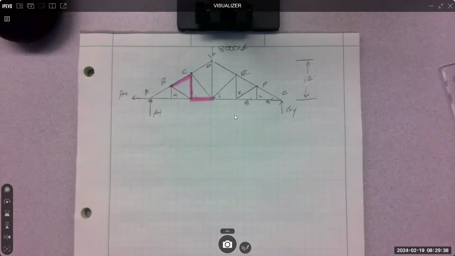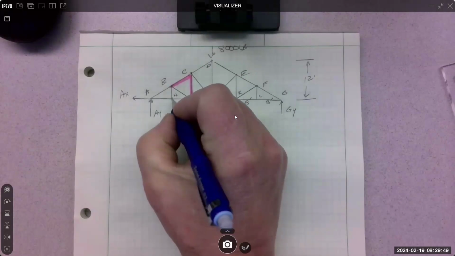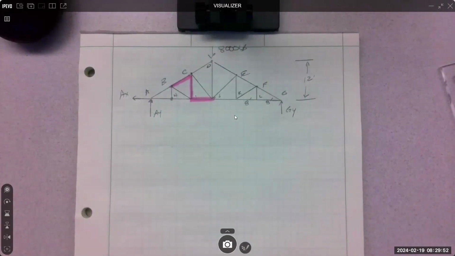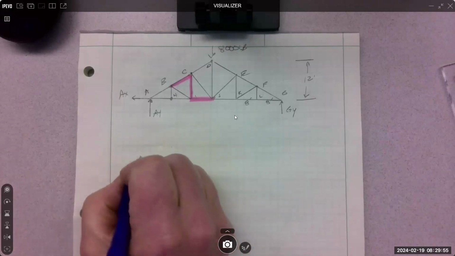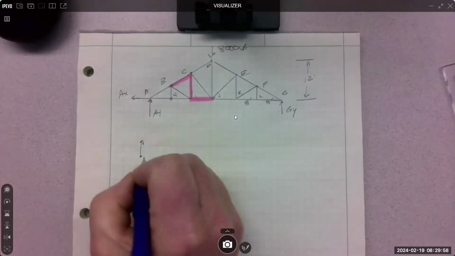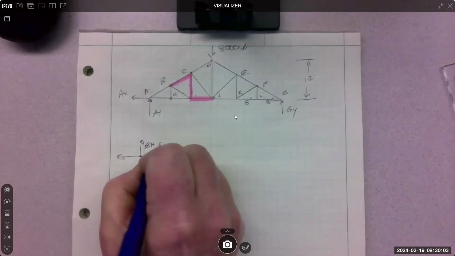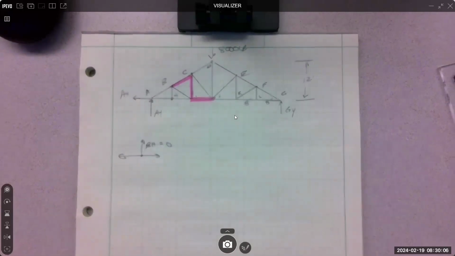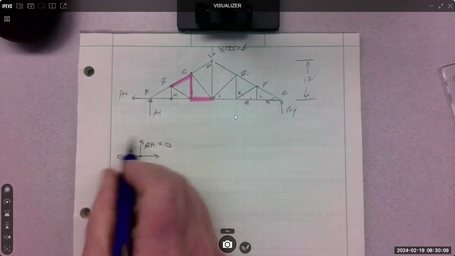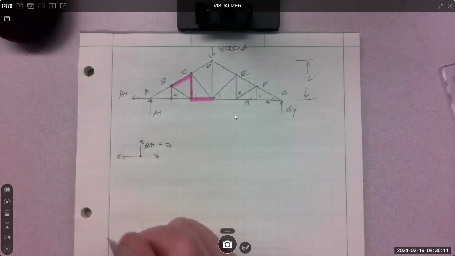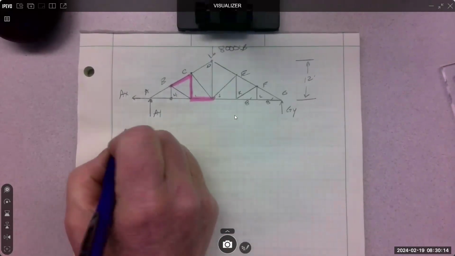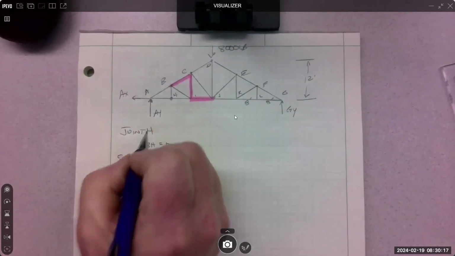Anyone play the zero force member game with this? Russ? See a clean T? Yeah, clean T right here at H. Right? So if you draw the free body diagram of H, looks like this, with BH being the only force in the Y direction, it's equal to 0. I like to draw these just to prove it to myself, so I'm not making bad assumptions. But that would be joint H.